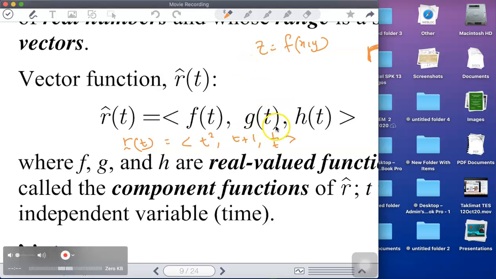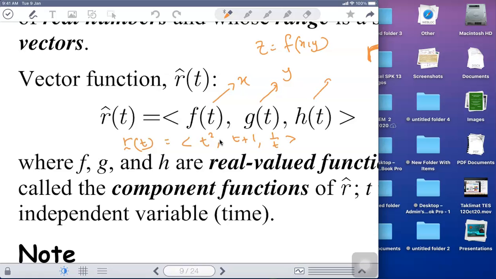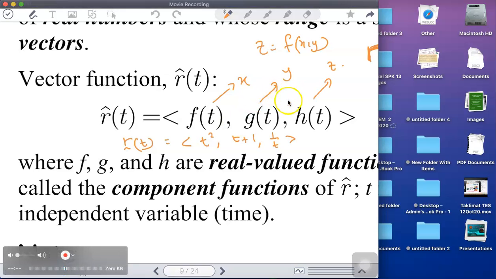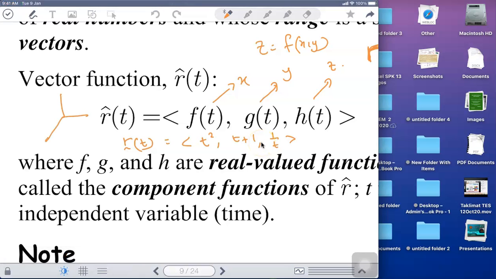But in a vector function, if the function is in terms of t, you still have something in space. Why am I saying space? Because you have the component x here, the component y here, and the component z here, but the representation of each of the components is in terms of t, so the graph of this is still in space, in 3D, but it is a curve, not a surface.